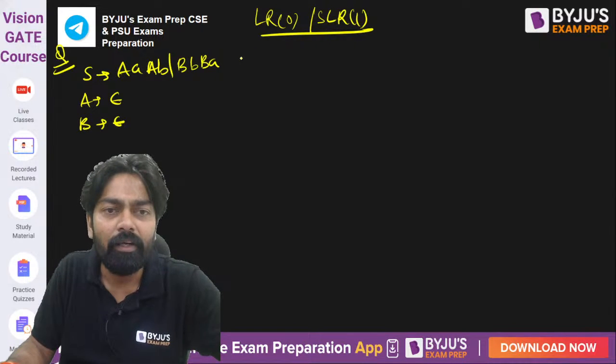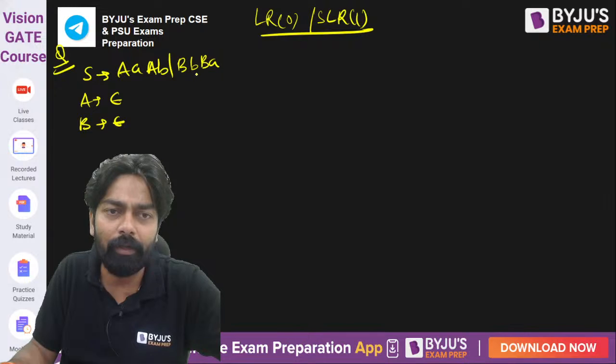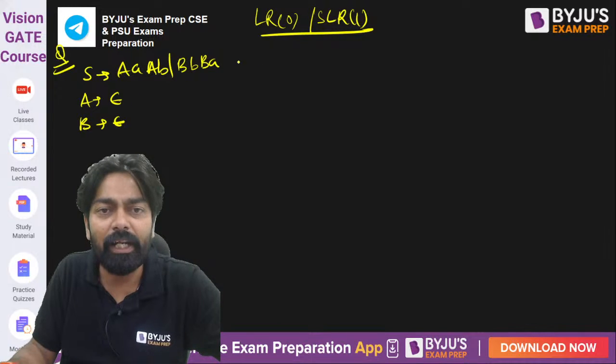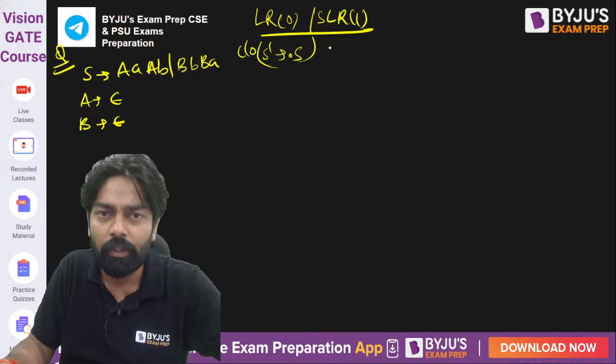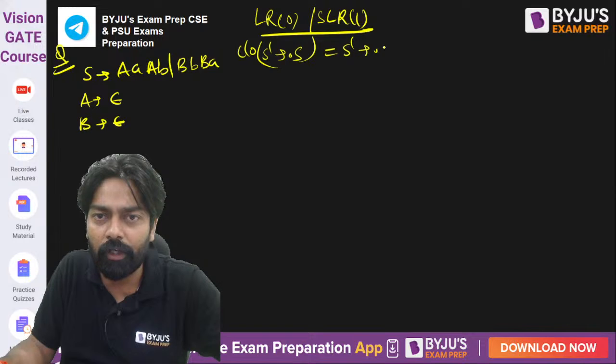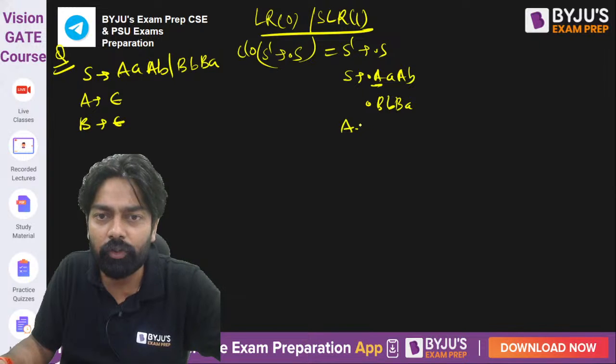See clearly here. You need to make the augmented grammar and everything. So S dash goes to dot S. You need to make the LR0 items, put the dot here, and find the closure. Closure of I is: S dash goes to dot S. Due to this S, I will add dot AB, which is nothing but dot BA. And due to this A, I will add this production: A goes to dot null, B goes to dot null.